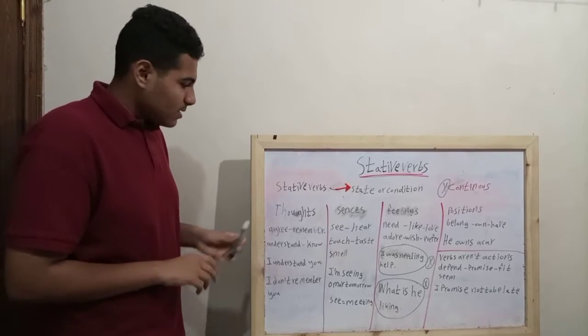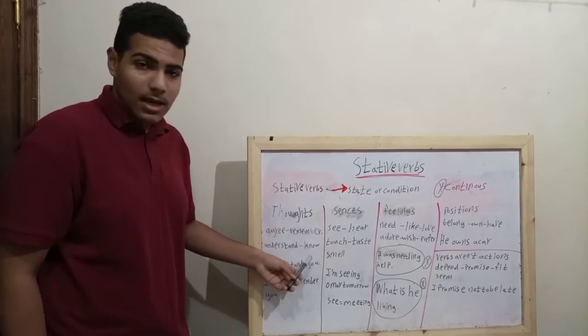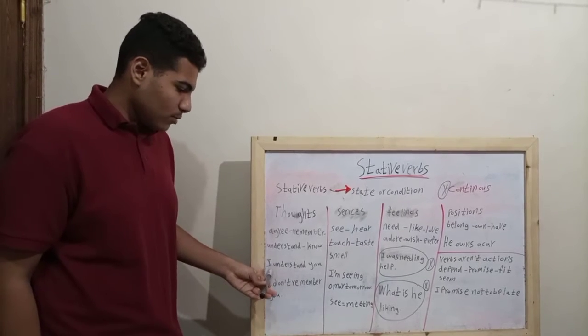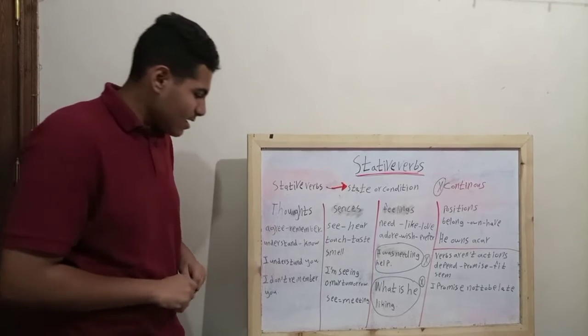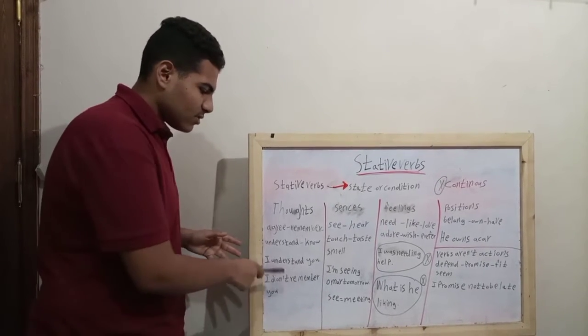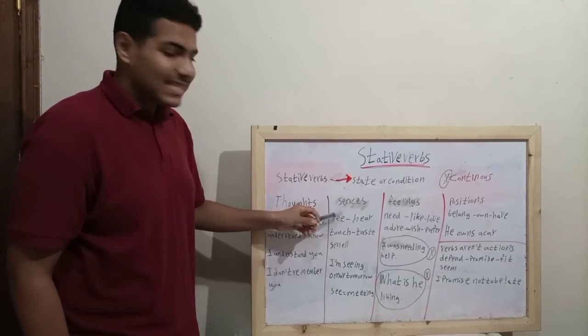Stative verbs describe thoughts, such as agree, remember, understand, and know. For example, I understand you. I don't remember you. I can't say I am understanding you. This is wrong.